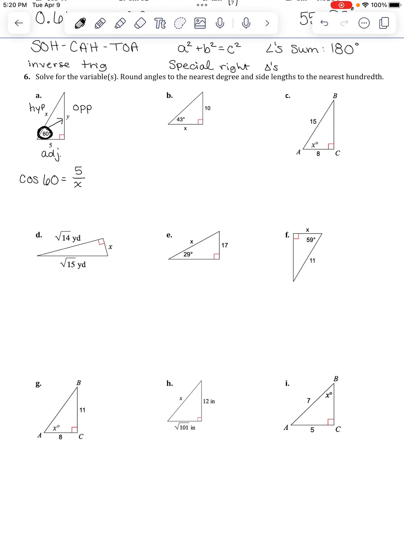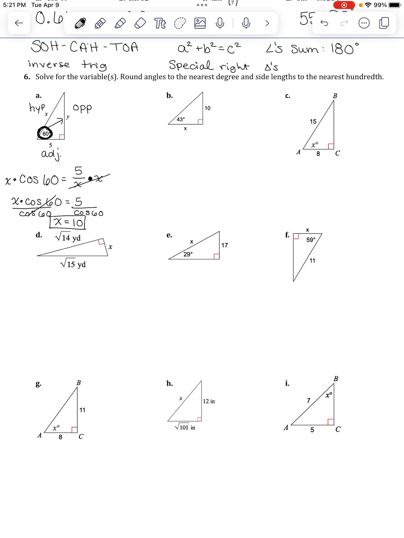Cosine of the angle equals the adjacent divided by the hypotenuse. When the variable's in the denominator, or in the fraction, I multiply by the denominator. X is not alone, so I divide because it's being multiplied by cosine of 60. So x is equal to whatever 5 divided by cosine of 60 is. Oops, I wrote the wrong thing in my calculator. And the calculator will give me that x is 10.